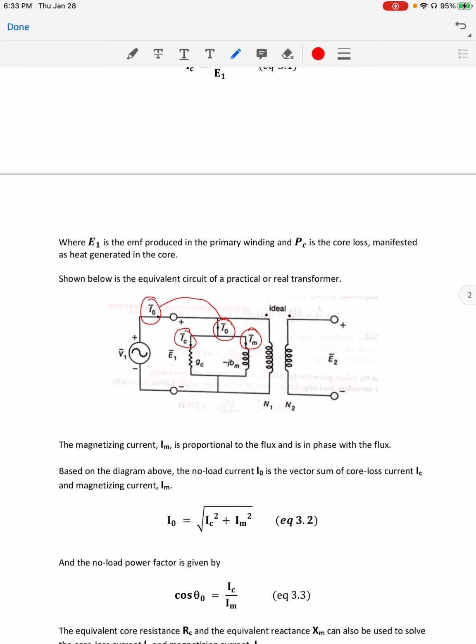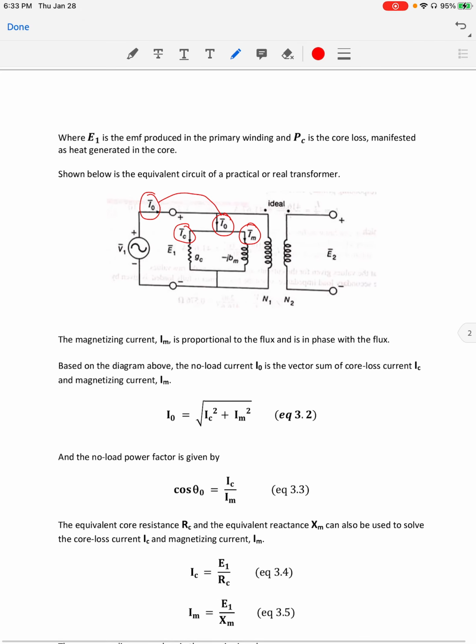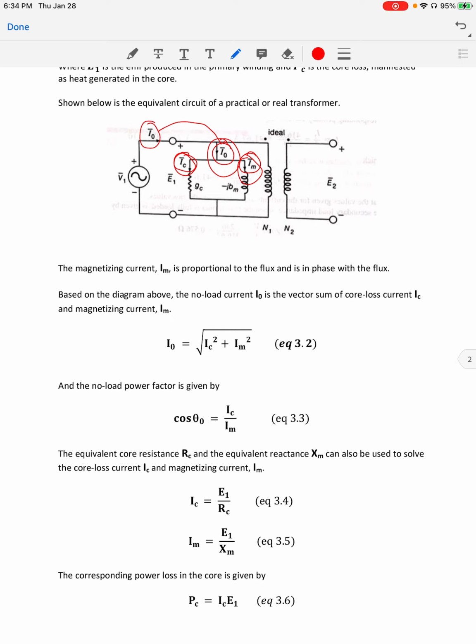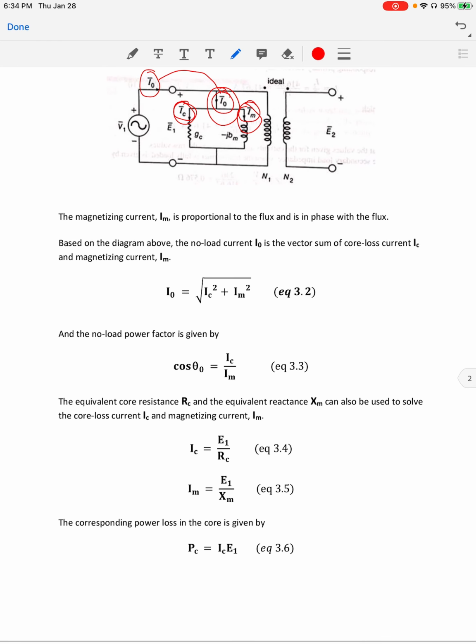The magnetizing current IM is directly proportional to the flux and is in phase with the flux. It is the one that produces the flux itself, the magnetizing current. Based on the diagram above, the no-load current IO is the vector sum of the core loss current IC and the magnetizing current IM. Since we're dealing with a vector sum, it is like a resultant, like the hypotenuse. So we have equation 3.2. And the no-load power factor is given by cosine theta equal to IC over IM.